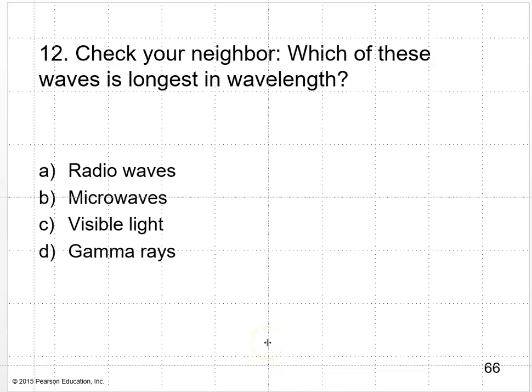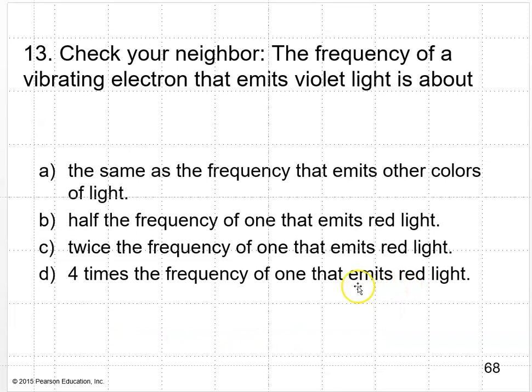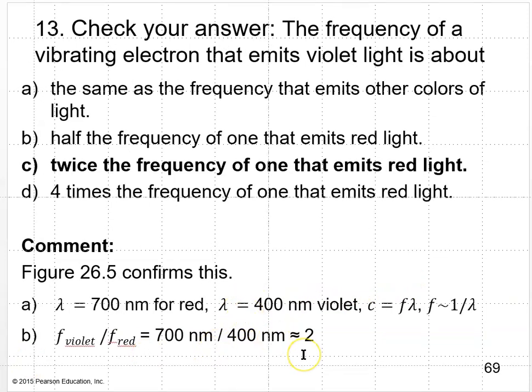Which of these waves is the longest in wavelength? You can also get this off the chart. If you look on the chart of all of these, radio waves are the longest ones, followed by microwaves, by the way. The frequency of vibrating electron that emits violet light is about twice the frequency of one that emits red light. There is a relationship between the speed of a wave, frequency of a wave, and the wavelength of the wave. The speed of the wave equals frequency times the wavelength. For visible light, or for any kind of electromagnetic radiation, especially in vacuum, the speed is c, 3 times 10 to the 8 meters per second.